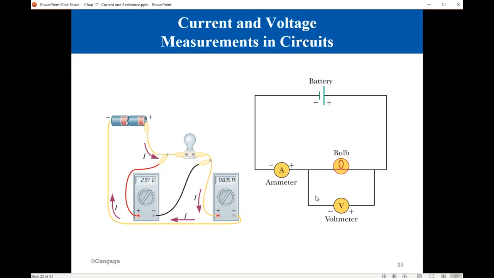Voltmeters are connected in parallel with the part of the circuit that we are interested in measuring the voltage difference. So you are talking about voltage difference across the light bulb, that is to say, between the two ends of the light bulb. And you are talking about the current going through the light bulb.